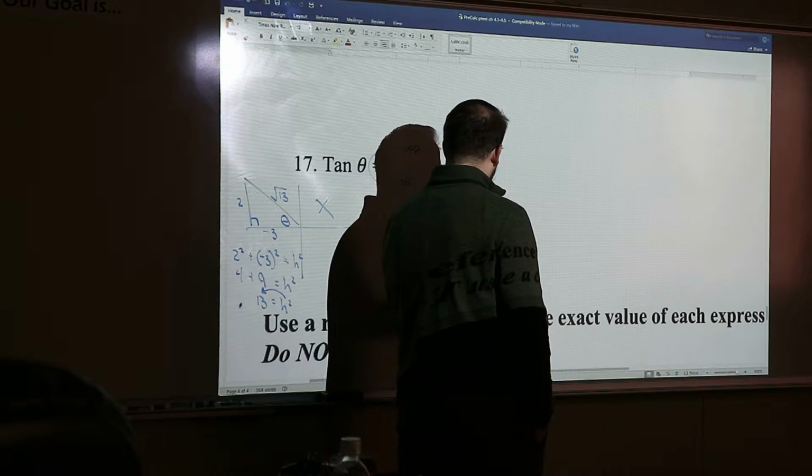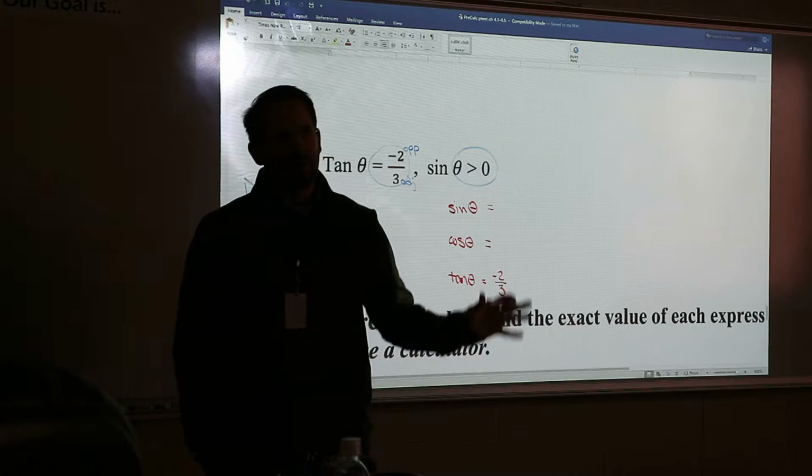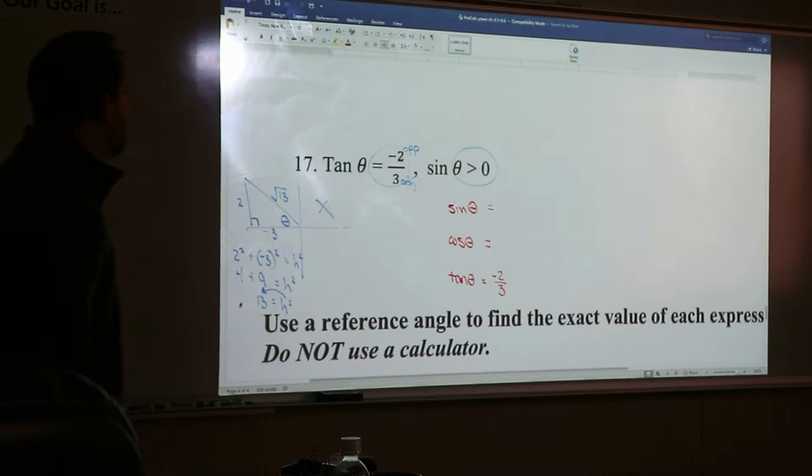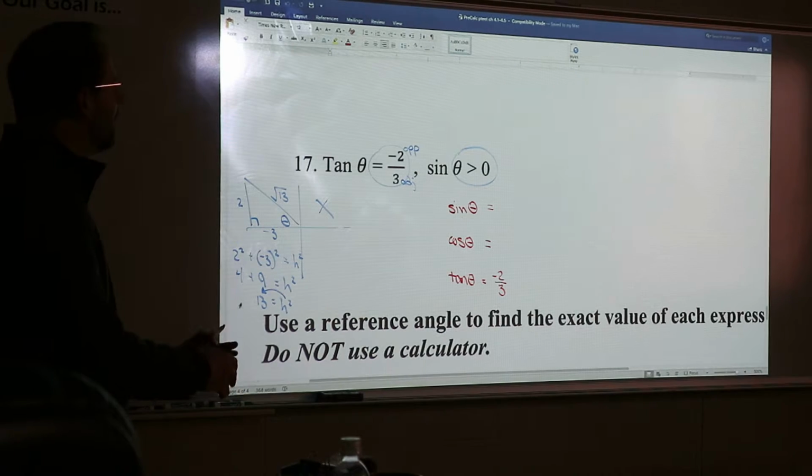If you get tangent wrong, there's no hope for you. Like it's printed on the paper. You shouldn't get that one wrong. Well, you have to write that? Yeah, you have to write them all. So you got to give me all the trig functions.